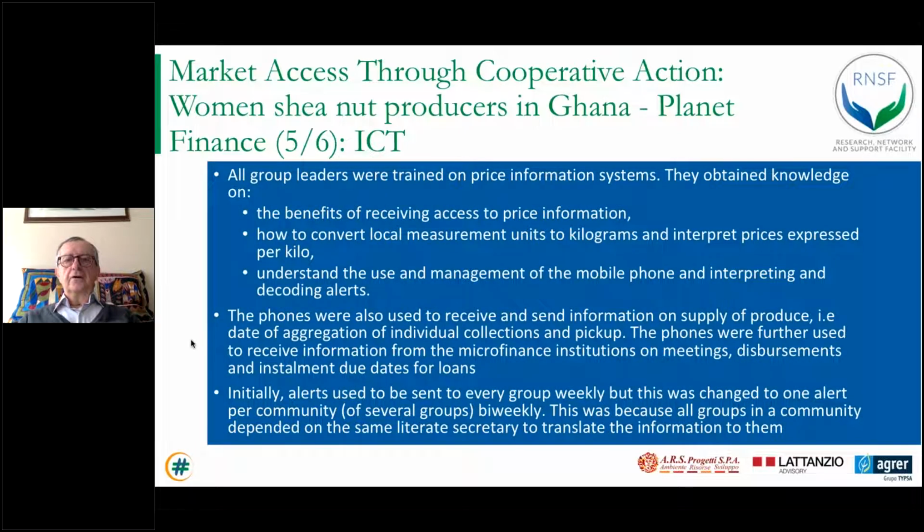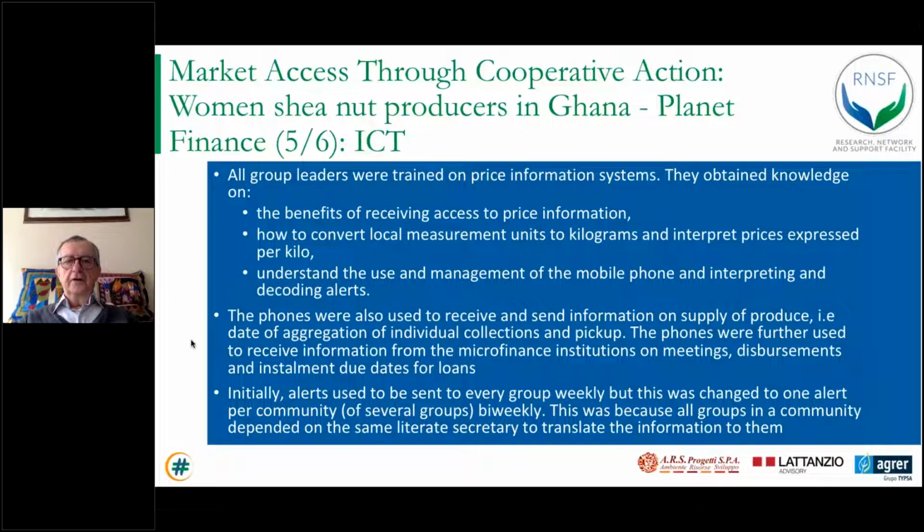So all group leaders were trained on the price information system. They acquired knowledge on the benefits of having access to price information, on how to convert local measurement units to kilograms and so be able to interpret prices expressed per kilo, and understand the use and management of the mobile phone in interpreting and decoding alerts.